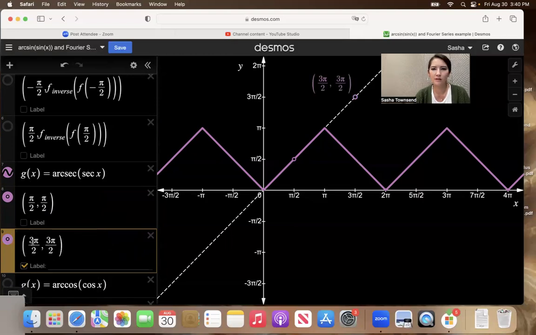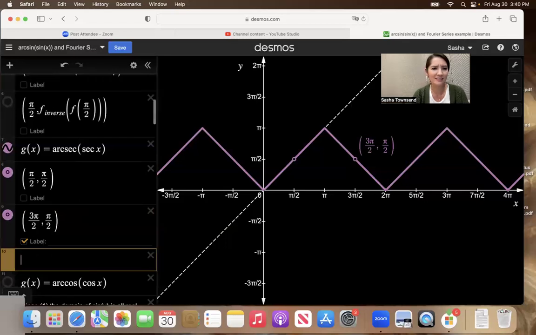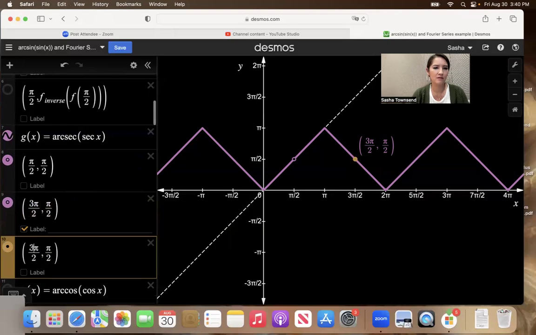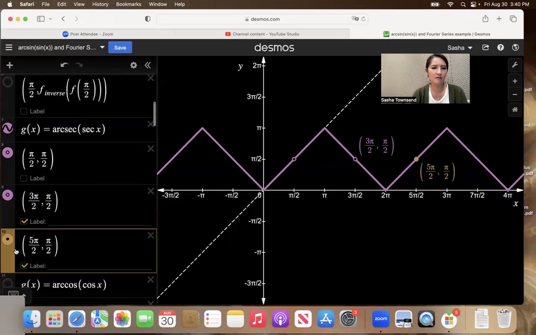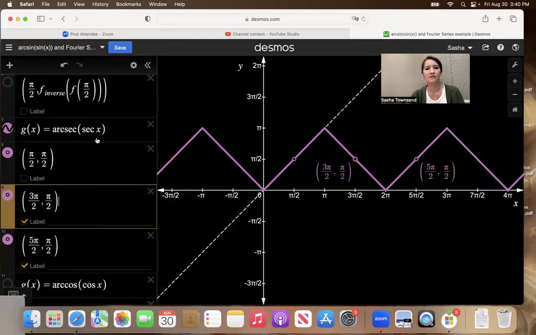Oops, sorry. 3 pi over 2 and pi over 2, because the range is 0 to pi. We're just talking about that, sorry. And then at 5 pi over 2, we have pretty much the same thing. Open circle again. And why do we have open circles? It's because that secant function is 1 divided by cosine, and we can't divide by 0.